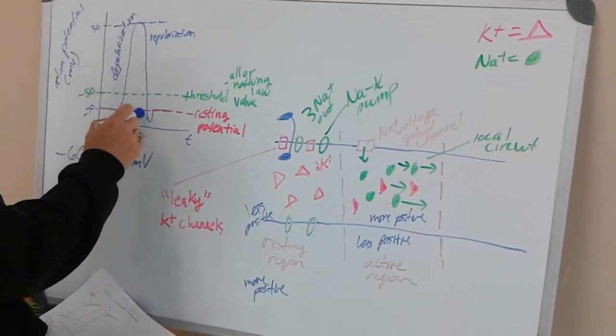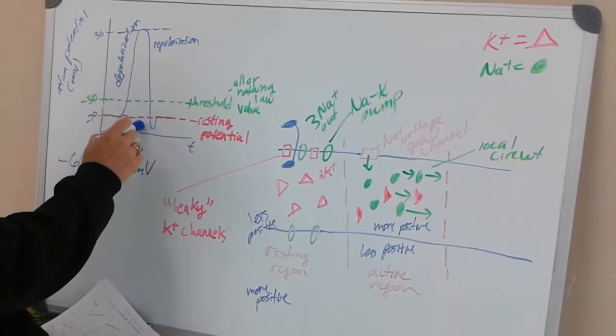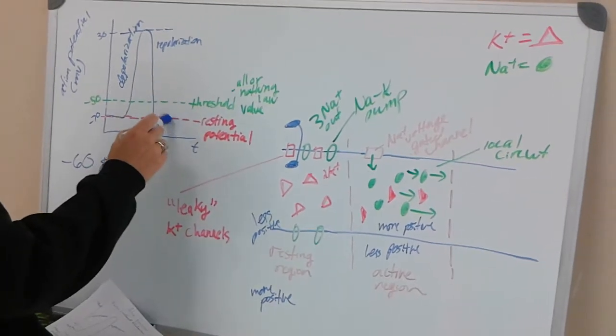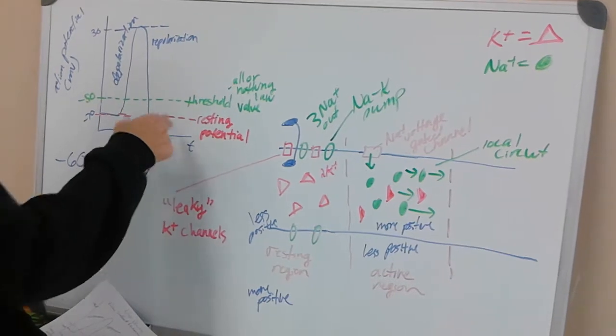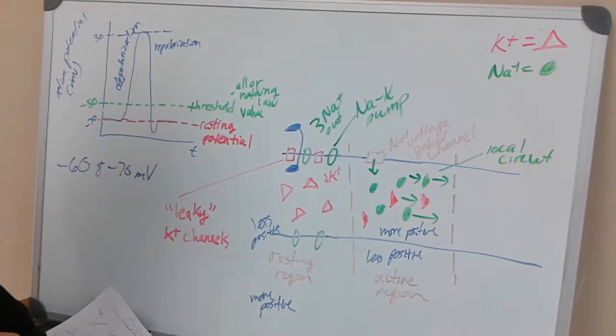Then it will dip down beyond the resting potential for a short period of time before increasing. This is where the NAK pumps start functioning again, and that maintains the resting potential.